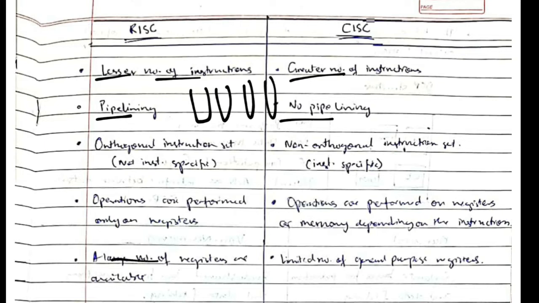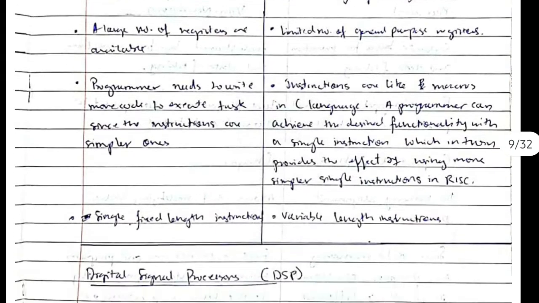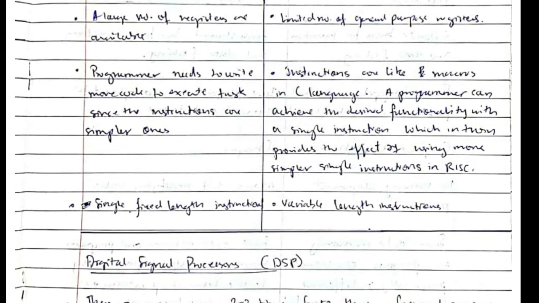In RISC there are a large number of registers available because there are fewer instructions, so more registers will be empty, and in CISC there are a limited number of general purpose registers. And the same things are here, like single fixed length instructions in RISC. In CISC the instructions are variable length. For developing in RISC the programmers need not be much skilled, whereas for developing in CISC the programmers need to be very skilled because it's a complex instruction set.